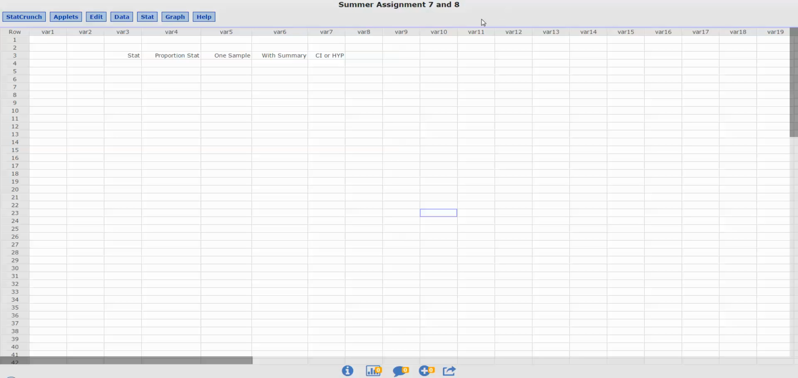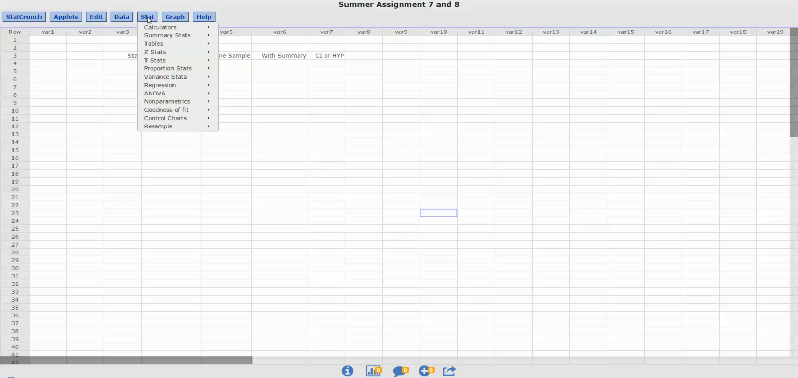Okay, the last two assignments, 7 and 8. One's a confidence interval, one is a hypothesis test. Again, neither of the tests nor setting them up on the computer here is very hard to do. It's all going to be in the interpretation, but I'll show you how to do it.